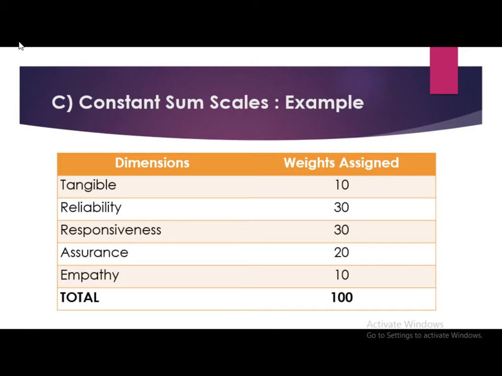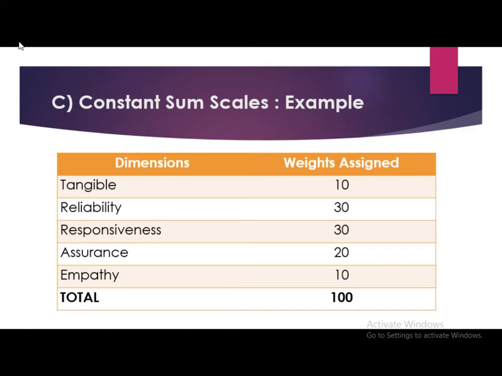Here, the weights are assigned. Suppose this is the example of telecom services. Here tangibility in telecom services has less weightage, or is less important, compared to reliability and responsiveness. So tangibles is assigned a weight of 10, reliability and responsiveness 30 and 30 respectively. Assurance has a weight of 20, and for empathy a weight of 10 is assigned. So 10 plus 30 plus 30 plus 20 plus 10 comes out to be 100.